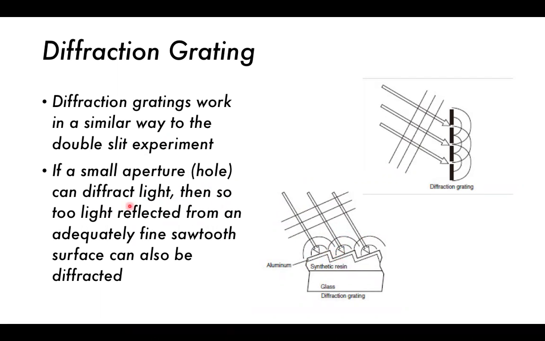So if a small aperture hole can diffract light, then so too can light reflected from an adequately fine sawtooth surface. These levels or layers, or grooves as they're actually called, are very, very small, on the nanometer scale, and they cause diffraction in a similar way to the slit experiment. If we recall, light coming in would pass through this tiny slit and go from parallel waves to spherical waves.